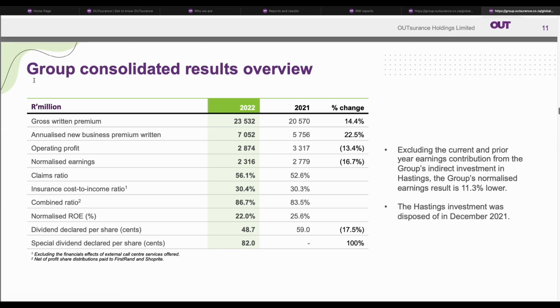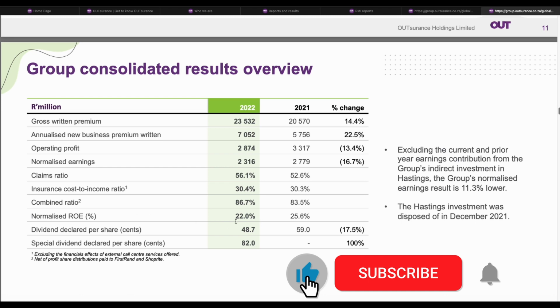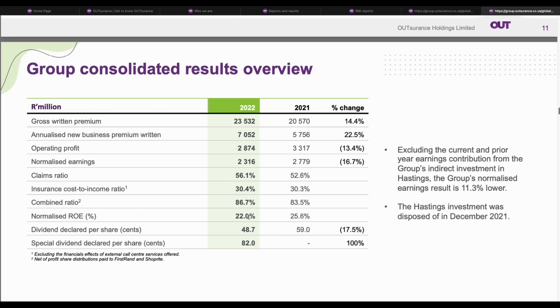So when you look at the group consolidated review, what I want us to look at is the operating profit. The business has an operating profit of about 2.8 billion for 2022. There was a 13% reduction from 2021. And also when you look at the return on equity, because if you invest in a company, that is what you're interested in, how much of that equity returns good money for you as an investor. So it's above 20%. It is a decent return on equity. And then the dividend that they paid in 2022 was just shy of 50 cents, but it was a 17% reduction compared to the previous year.